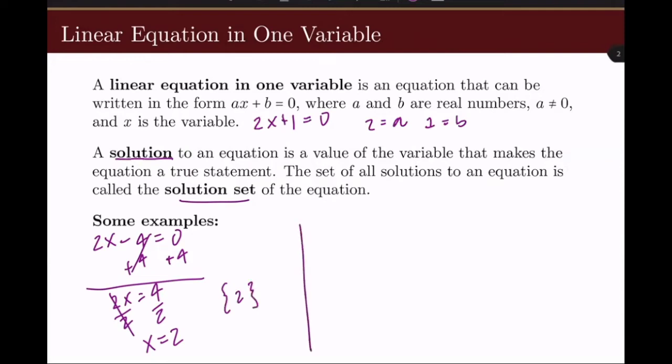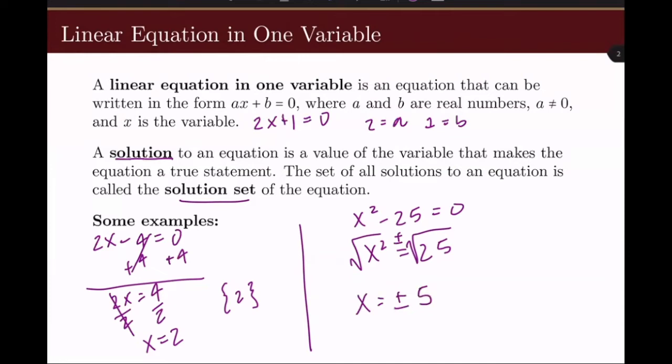However, you can have more than one number in your solution set if you have something like x squared minus 25 equals 0. So adding 25, you get x squared equals 25. And then when you go to take a square root, we don't forget the plus or minus. So x is plus or minus 5. This means our solution set for this problem would be 5 and negative 5. Moving on.